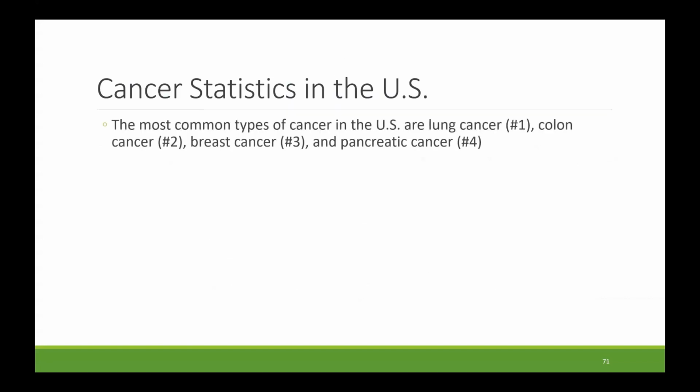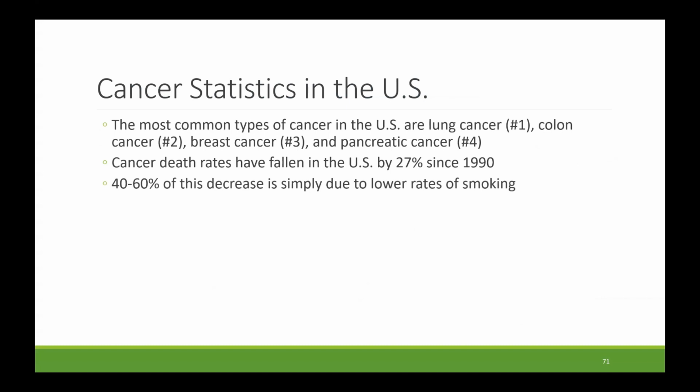And in the US, the most common types of cancer are lung cancer, followed by colon cancer, followed by breast cancer, and then pancreatic cancer. Despite it being a leading cause of death, cancer death rates have fallen in the US by 27% since the year 1990. However, most of that decrease is simply because of lower rates of smoking. Tobacco use has been decreasing steadily over the past 50 years, and that has translated into huge decreases in lung cancer rates, especially among men.